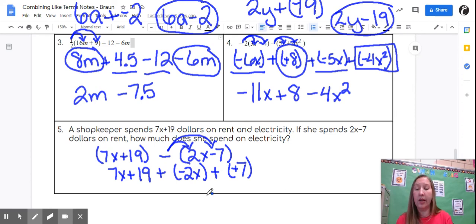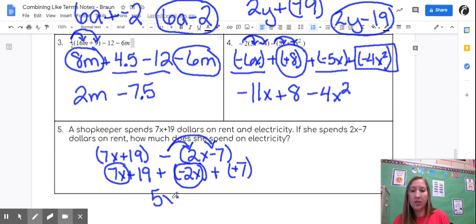All right, so now I can look at combining my like terms. I have 7x and -2x. 7x plus -2x. Remember, same we add, different we subtract. I know I keep saying that. We just want to keep remembering that. 7x minus 2x will give us 5x. And since 7x is bigger than 2x and 7x is positive, my 5x is positive.